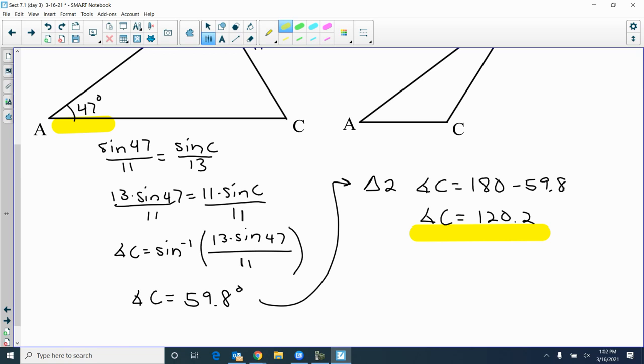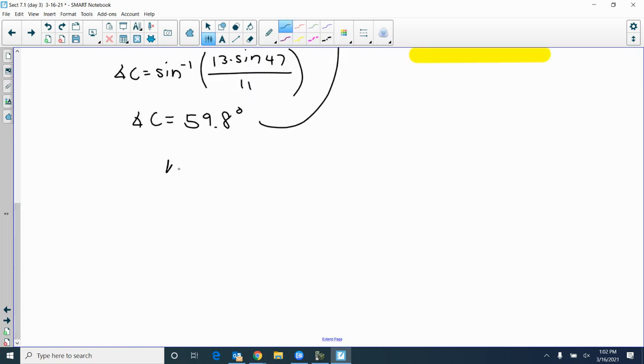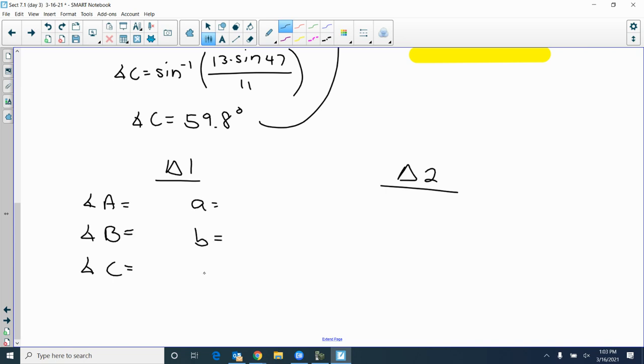So at this point, I'm going to list everything for both of them. I'm going to say, here's triangle 1, here's triangle 2, and I'm going to list even the ones we already know. Angle A, angle B, angle C, side A, side B, side C, and I'm going to do it for both. Angle A, angle B, angle C, A, B, C.